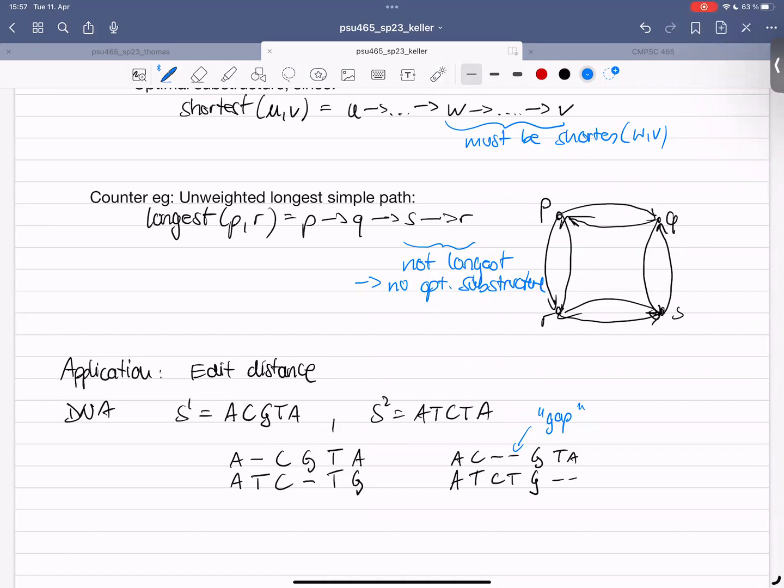The last character in the first string or the second string? Yeah. The second string is ATCTA. Yeah, you're right. Where did I get this G from?